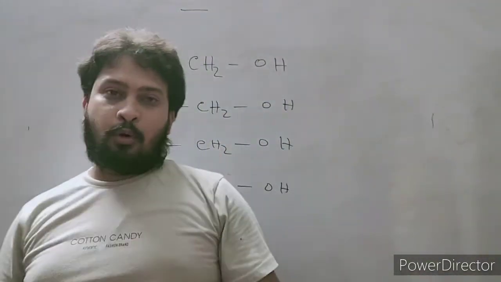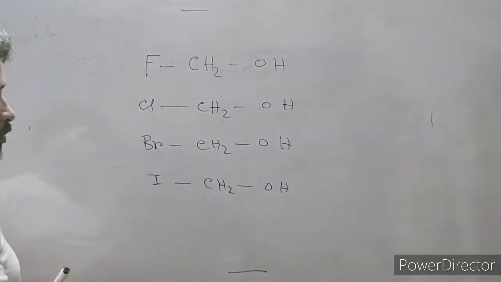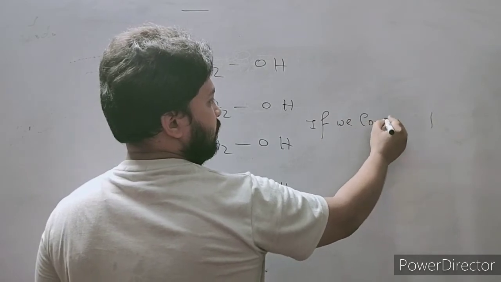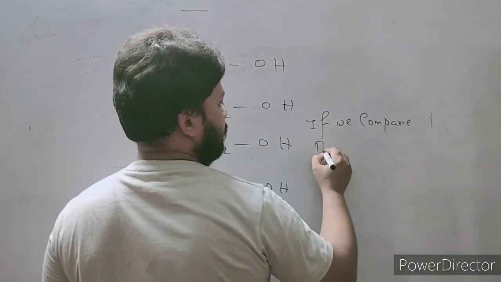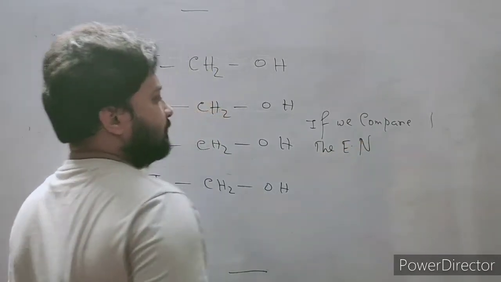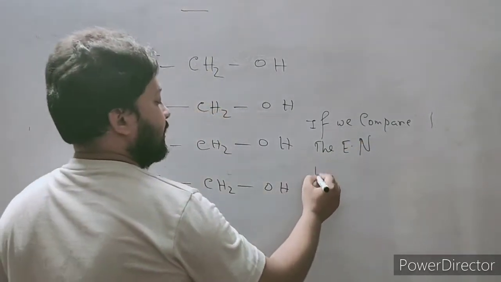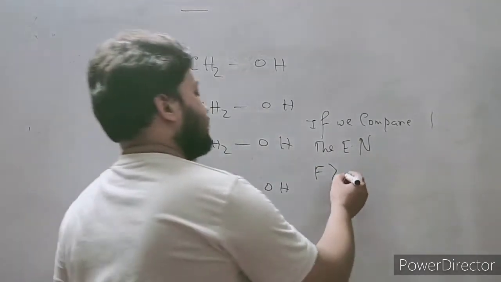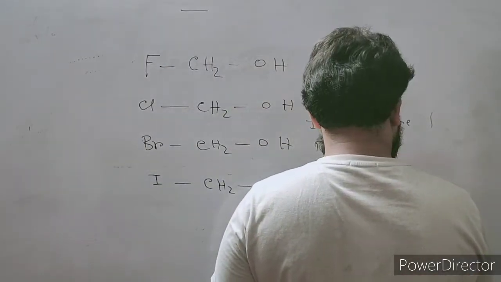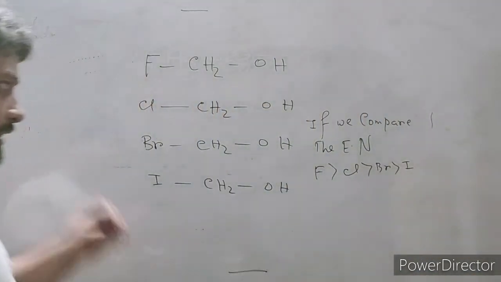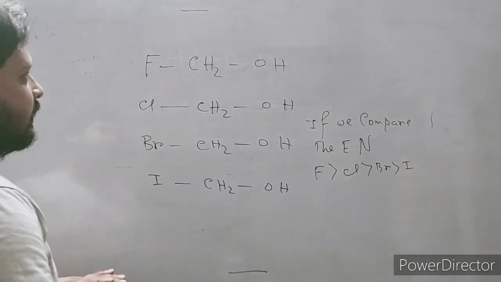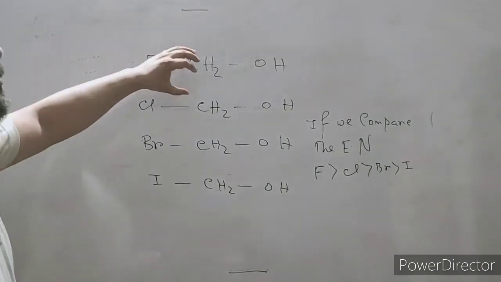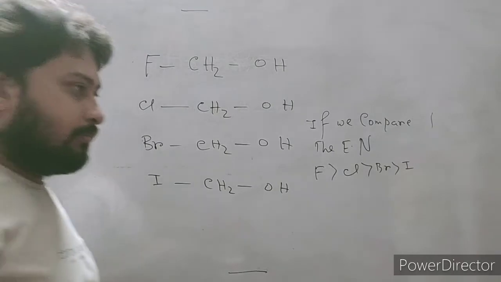But there is a point. If we compare the electronegativity, we can say fluorine has the highest electronegativity compared to the others. Then Cl, then Br, then I. So the electronegativity of fluorine is higher, so it has greater ability, and it can easily pull the electron towards itself from the methyl.